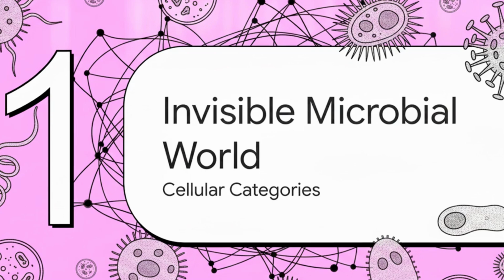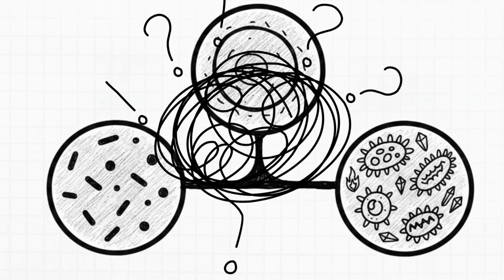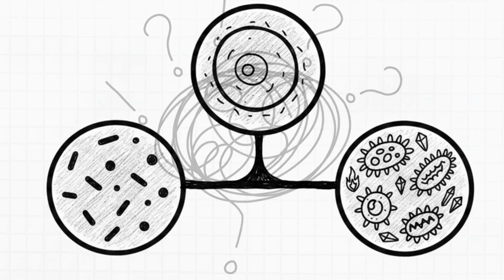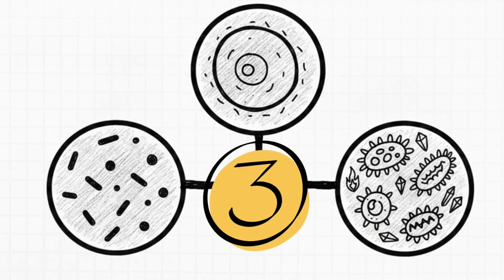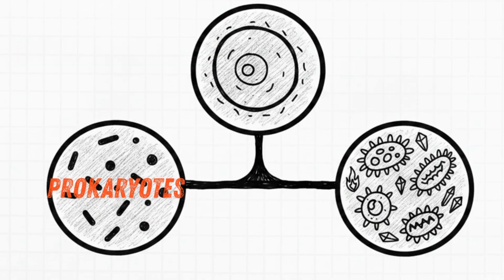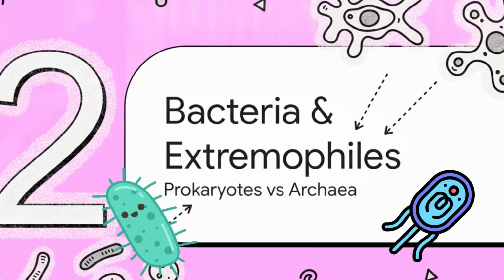Let's begin our journey by looking at the foundational map of life on Earth. To organize the absolute chaos of the microscopic world, a scientist named Carl Woese created the ultimate filing system. He basically divided all living organisms into three main cellular categories: prokaryotes, eukaryotes, and archaea. It's an incredibly brilliant way to categorize things, and really, it sets the stage for everything we understand about biology today. Moving on to Section 2, bacteria and the extremophiles.